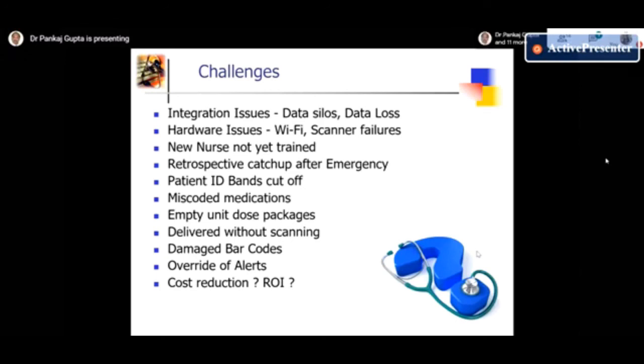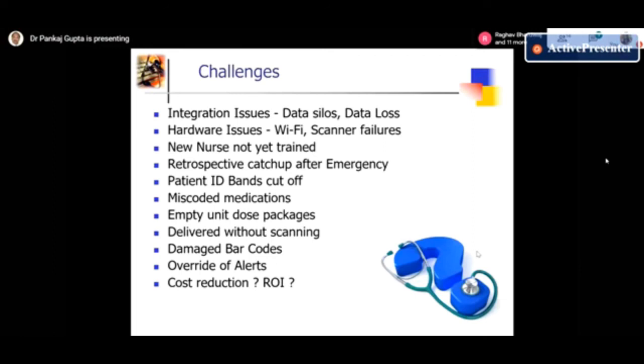Override alerts. So there was an alert, but either the person was new to the system or the person was too irritated. "I've done a 36-hour duty, forget it." So the alert was overridden. Once the alert is overridden, obviously on the other side you'll have a problem.